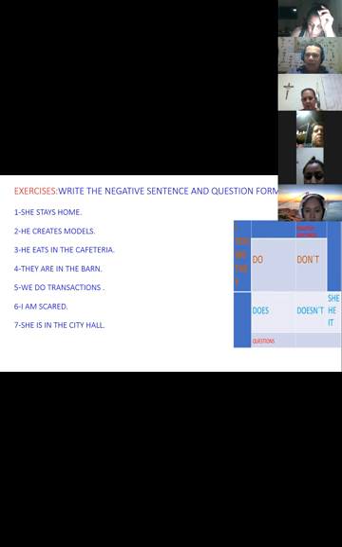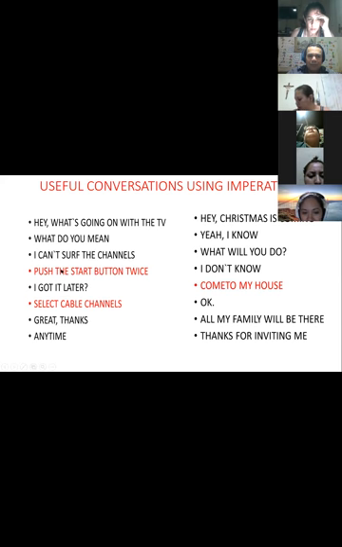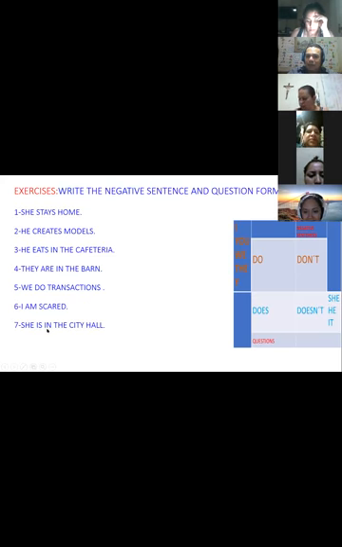And finally, number seven. Veamos cómo nos va. Noemi. Number seven. She's in the city hall. City hall. ¿Qué significa city hall? Centro de la ciudad. I don't know. Alcaldía. City hall significa alcaldía. Okay. Doesn't she is the city hall? No, incorrect. Acuérdate que es el verbo to be. She is. She isn't. She's in the city hall. Okay, ya la arreglé.